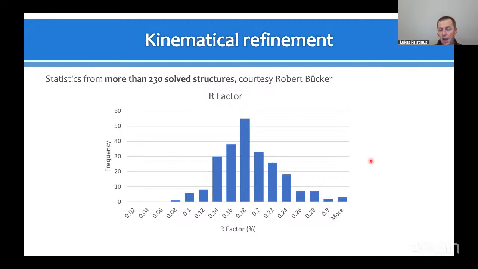This is a table of about 200 structures solved by Robert Bicker, who was kind enough to provide me this plot. It's a bit old already, but the situation has not changed since that time. So you see that the typical R factor for a kinematical refinement is something like 18, say between 15 and 25%. For small molecule X-ray diffraction, this would be a very poor result. But that's the price to pay for using this relatively poor approximation.